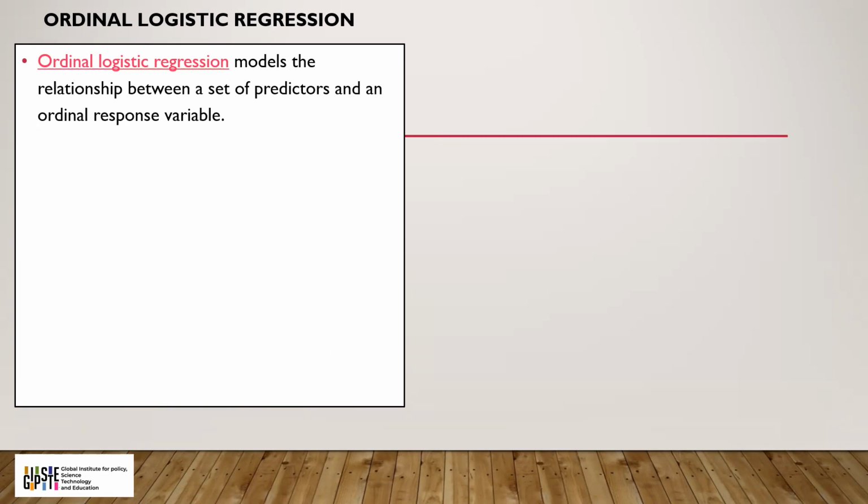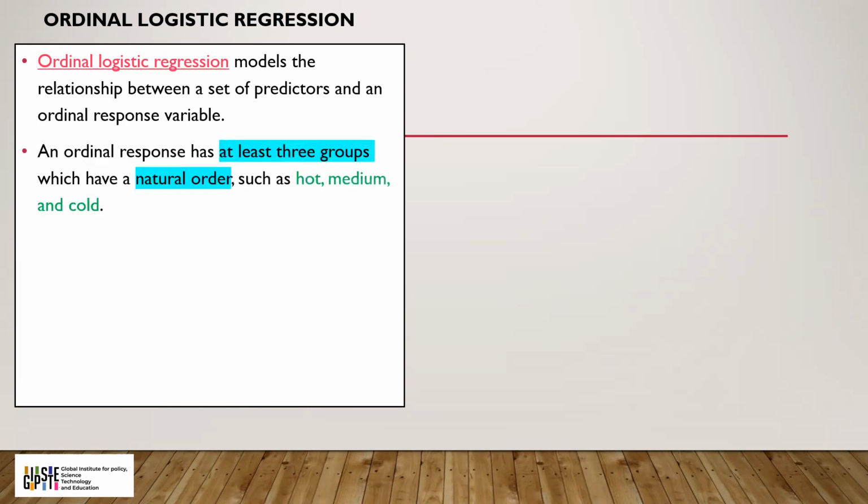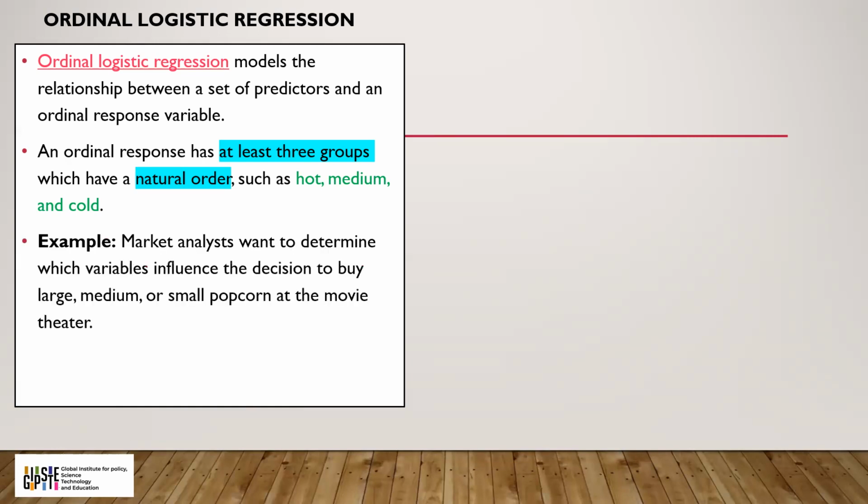The next is ordinal logistic regression. Ordinal logistic regression models the relationship between a set of predictors and an ordinal response variable. An ordinal response has at least 3 groups. Take note of that, at least 3 groups, which have a natural order such as hot, medium, and cold. Example, market analysts want to determine which variables influence the decision to buy large, medium, or small popcorn at the movie theater.